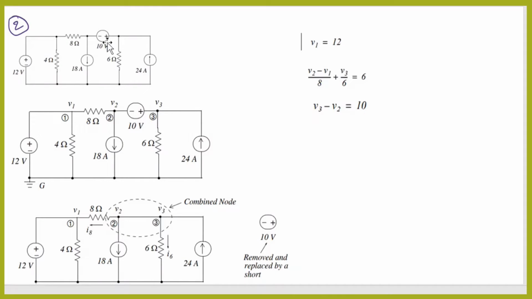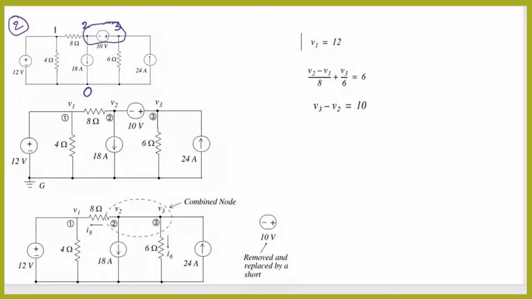See here, we have one super node. So how many nodes are there? Identify the number of nodes. This is 1, this is 2, this is 3, and this is 0. So 1, 2, 3 nodes are there, out of which 2 and 3 are forming a super node.